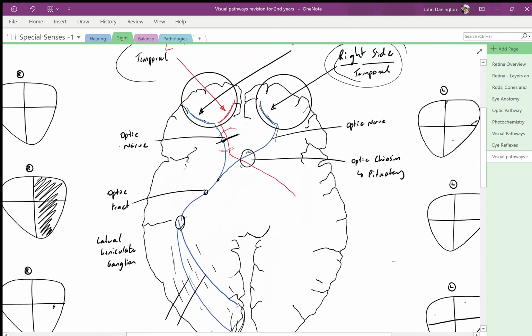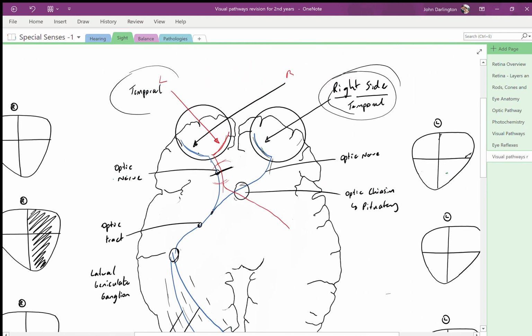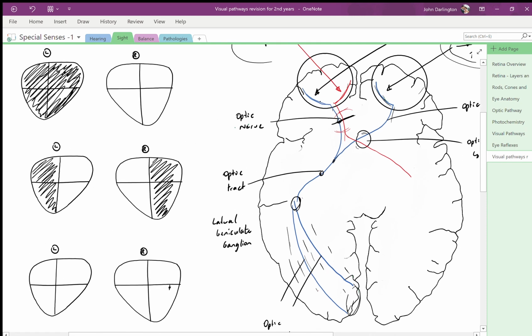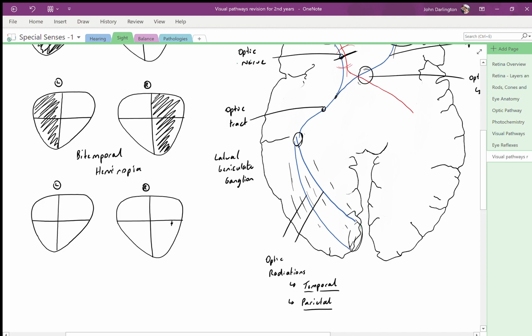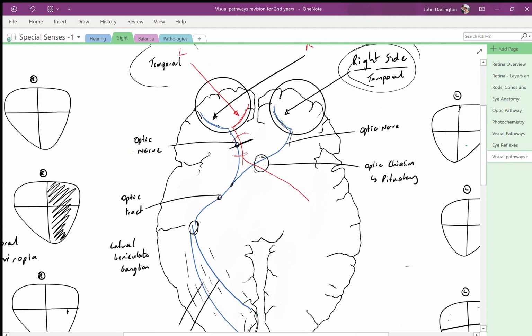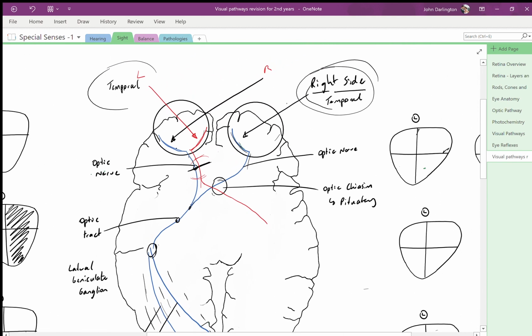Okay, so I hope that makes sense. It's because what you're doing is you're taking out your peripheral vision on both sides. Okay, and this is called bitemporal hemianopia. How do you spell hemianopia? I think that's how you spell it. Anyway, bitemporal hemianopia. Okay, and it's all to do with the crossing over of the vision.